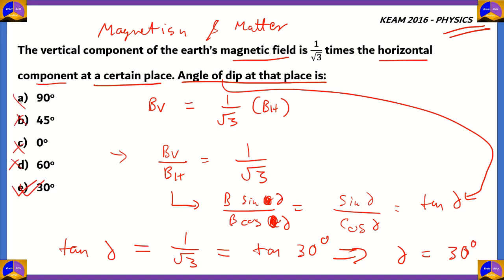All the other angles are incorrect, because if it was 90 degrees, then tan 90 would be infinite, which is not possible. Tan 45 would have been 1, which is not correct. Tan 0 would have been 0, and tan 60 would have been root 3 instead of 1 by root 3, which is for tan 30. So therefore, option E, 30 degrees, is the correct answer.